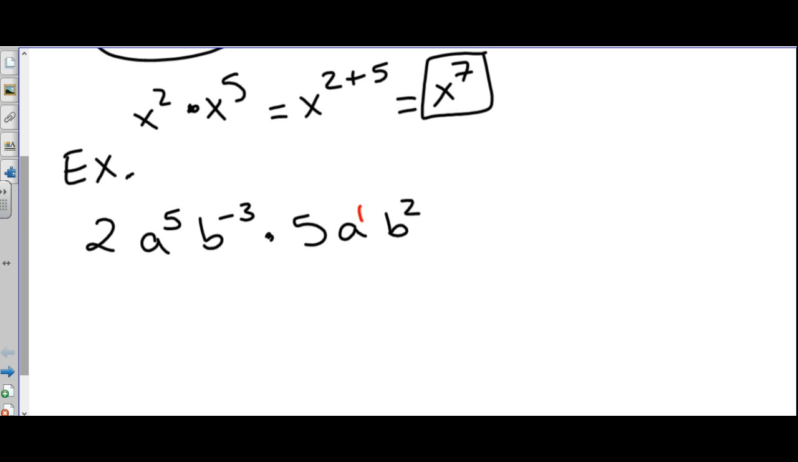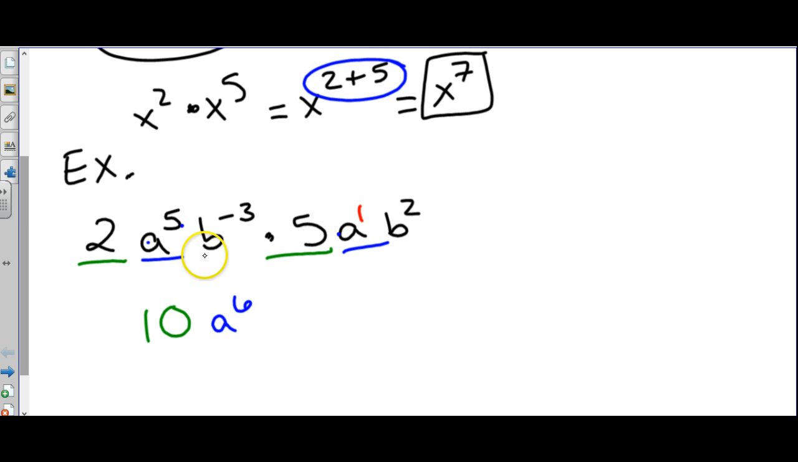So when you go and do a problem like this and there's a lot going on, you group the things together that can actually work together. So like the 2 and the 5, those are just both regular numbers. And you're multiplying, so we would do 2 times 5 is 10. The a to the 5th and a to the 1st, again, we're multiplying and we have the same base, both the letter a, so we know we actually add those together. 5 plus 1 is 6. The b's, we have a negative 3 and a positive 2. When we do negative 3 plus 2, that will come out as a negative 1.